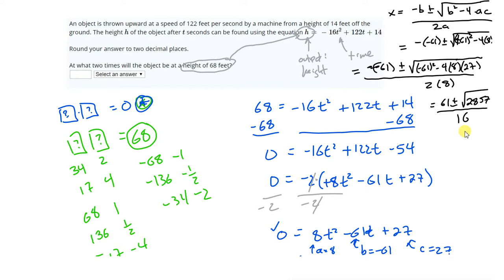Okay, now what is the root of 2857? Well, it's not a whole number, but it's a decimal. It's 53.45 roughly. So I'm going to put approximately now because we're approximating. 61 plus or minus about 53.45, all divided by 16. So if I split that into two cases, I'm going to have either 61 plus 53.45 over 16, or I'm going to have 61 minus 53.45.